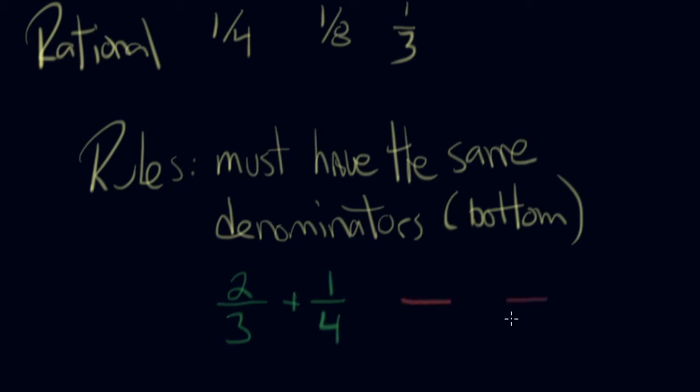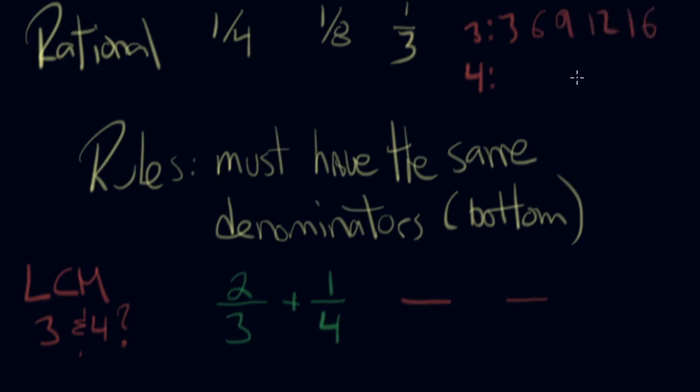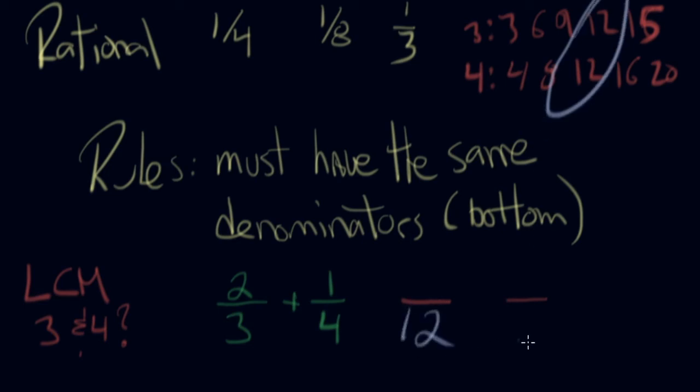And how do we get that? Well, we go and find what the LCM is. So what's the lowest common multiple of 3 and 4? So what are the multiples of 3? 3, 6, 9, 12, 15. The multiples of 4 are going to be 4, 8, 12, 16, 20, etc. And what is the common one? Well, it's going to be 12. So these become 12s.